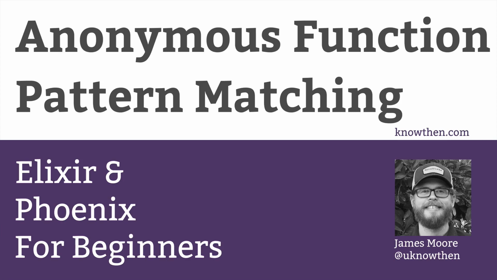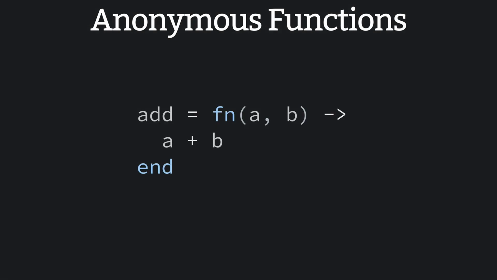A few videos back, I showed you how to create anonymous functions using the fn macro in a simple way without pattern matching. But it's important to realize the pattern matching you've seen with named functions over the last few videos can also be done with anonymous functions. So how do you use pattern matching with anonymous functions? Well, I'll show you with an example.